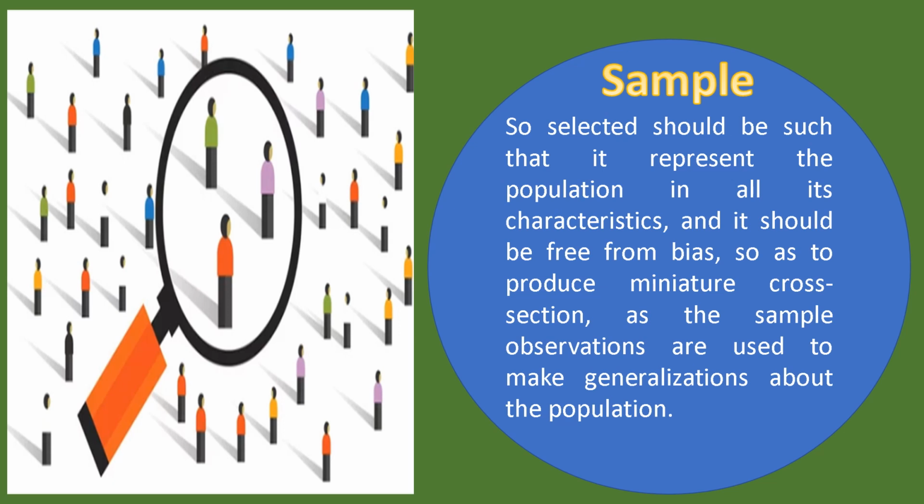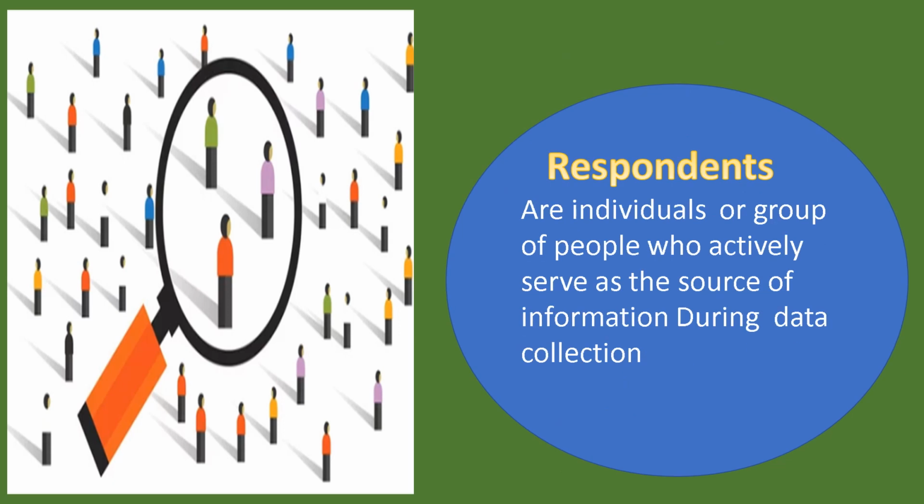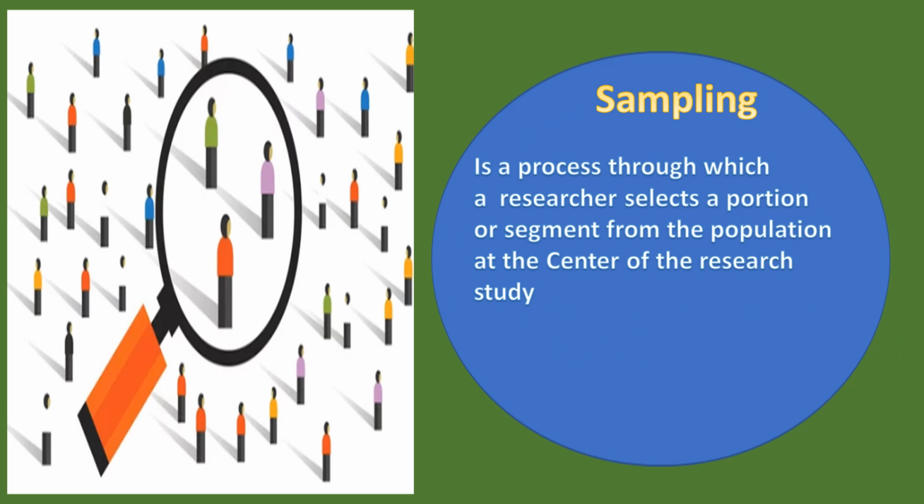A sample is so selected that it represents the population in all its characteristics, and it should be free from bias so as to produce a miniature cross-section, as the sample observations are used to make generalizations about the population. Respondents are individuals or groups of people who actively serve as the source of information during data collection. Sampling is a process through which a researcher selects a portion or segment from the population at the center of the research study.